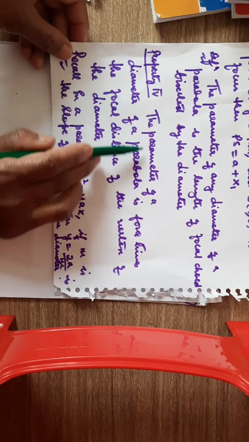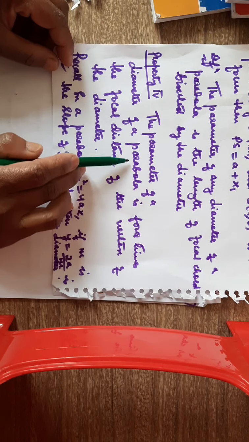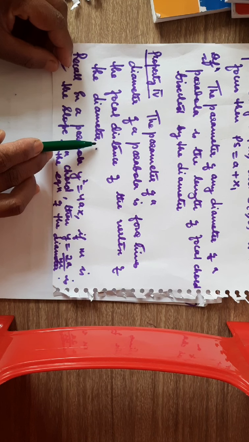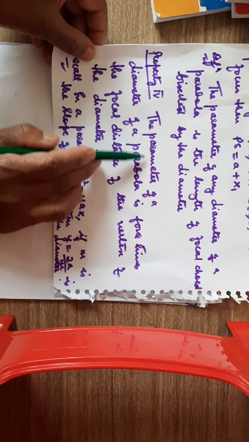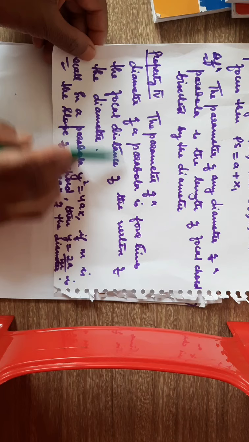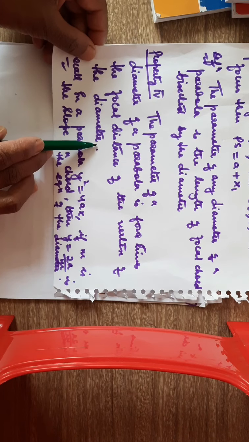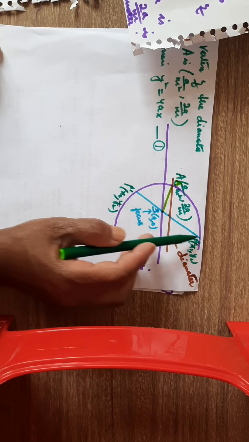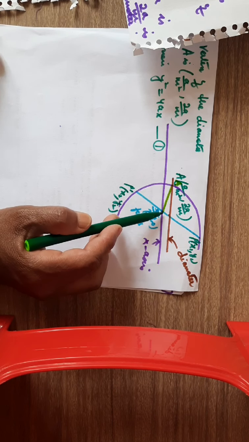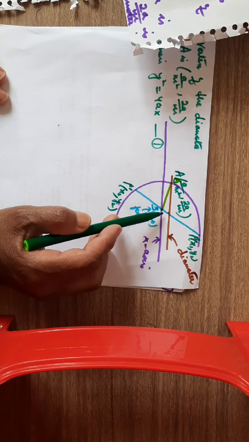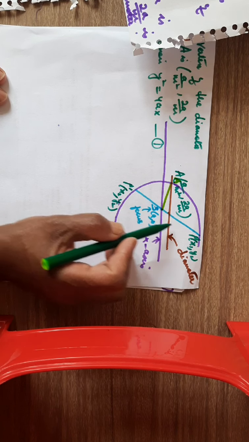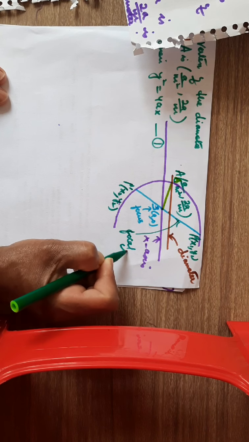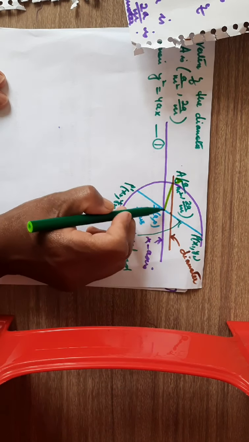Now property number 4 states like this. The parameter of a diameter of a parabola is 4 times the focal distance of the vertex of the diameter. Now what do you mean by this? From this figure you can see that if I take PP prime to be the focal chord which passes through the focus, that's why it is called a focal chord. This is not only a chord but a focal chord since it passes through the focus.